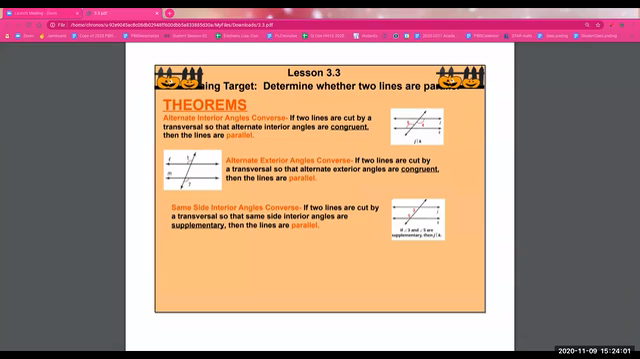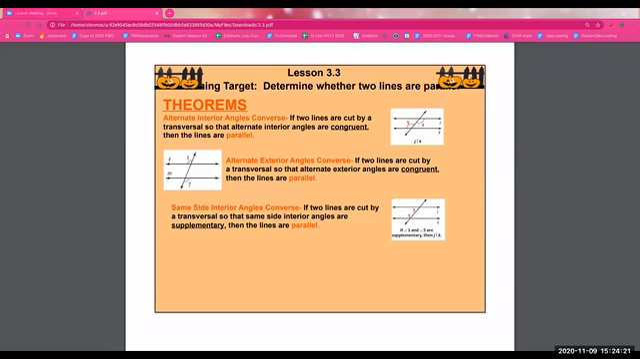Next one, we have some theorems that come from that. It says if two lines are cut by a transversal so that alternate interior angles are congruent, then the lines are parallel. The alternate exterior angles converse says if two lines are cut by a transversal so that alternate exterior angles are congruent, then the lines are parallel.